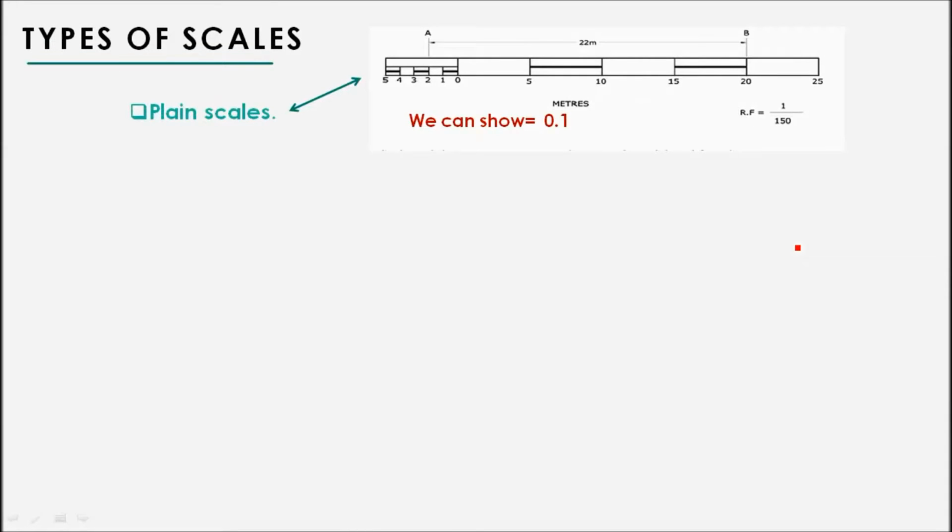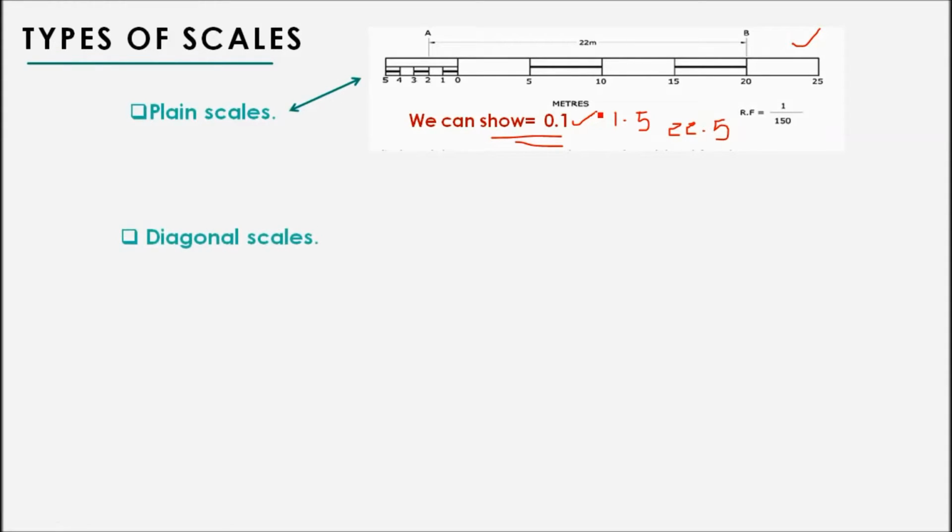Types of scales. For example, we have a plane scale here. It's a general representation of the plane scale. Here we have a decimal plane scale, and here we can show up to 0.1 digit. That means we can show like 1.5 or sometimes 22.5. After the point we can show only one digit here.